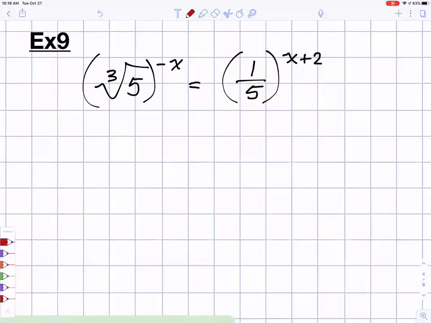Okay, so now go to rule number 8. Rule number 8 talks about changing any kind of a root into fraction powers. Roots can be rewritten with fraction powers.